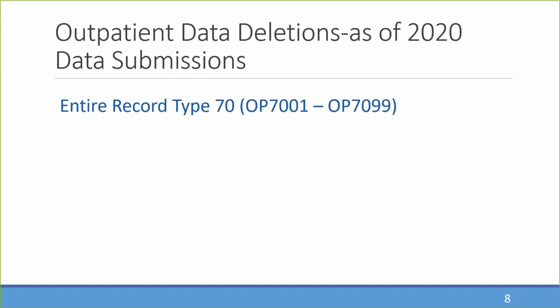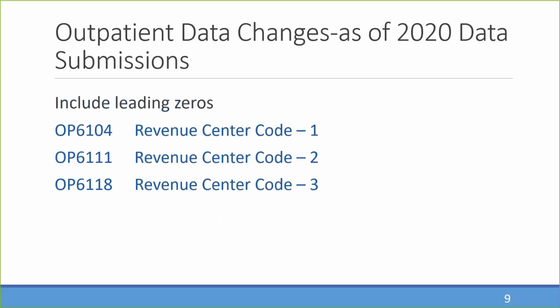And again, in the outpatient data, we're removing the entire record type 70 to remove the ICD-9 fields. And similar to the inpatient data, for the revenue code fields, the revenue center code 1 through 3, we're asking you to include the leading zeros in those codes.